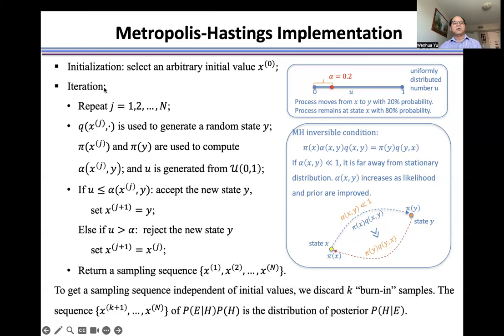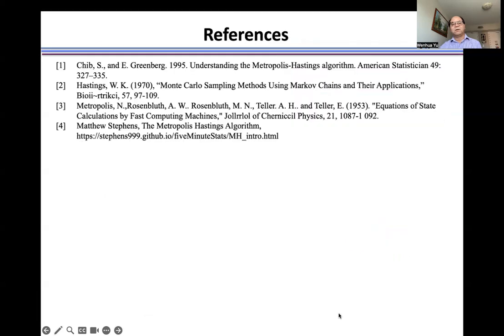After this iteration procedure, we generate a sampling sequence x1 to xn. To get a sampling sequence independent of initial values, we discard the first k samples. The sequence from k plus 1 to n of likelihood and prior is the distribution of posterior p. For more details, please check this reference.